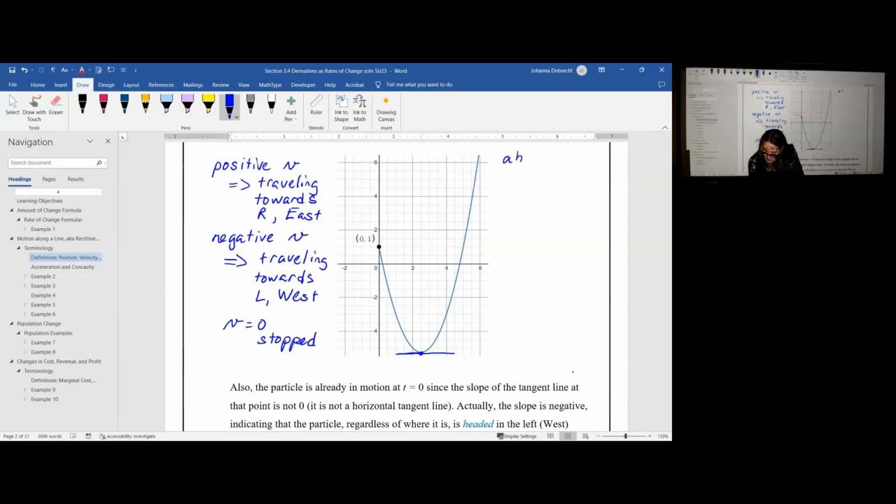If we are above the t-axis, then we are located right of the origin, or let's not use origin, let's use starting point. In our case, we called it the heart of Denver.